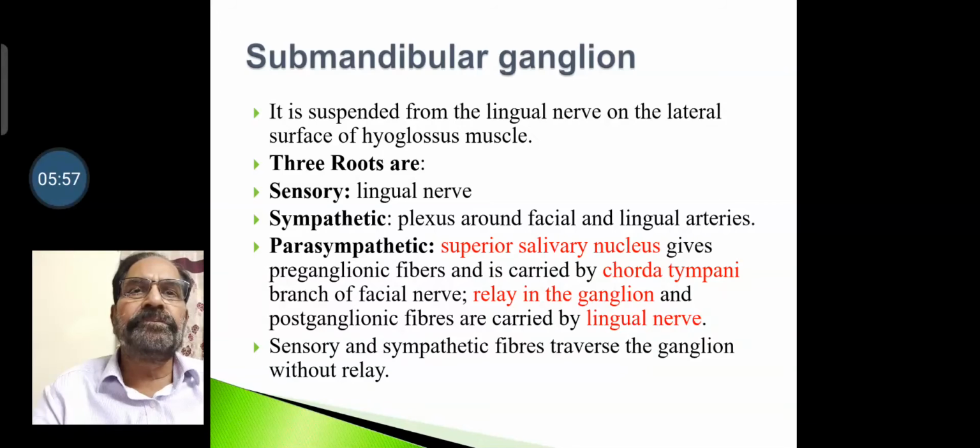There are three routes. Sensory route, it is by lingual nerve. Sympathetic, it is plexus around facial and lingual arteries. Parasympathetic arises in the superior salivary nucleus, which gives preganglionic fibers, and they are carried by chorda tympani branch of facial nerve. Relay occurs in the ganglion, that is submandibular ganglion, and the postganglionic fibers are carried by the lingual nerve. Sensory and sympathetic fibers traverse the ganglion without relay.